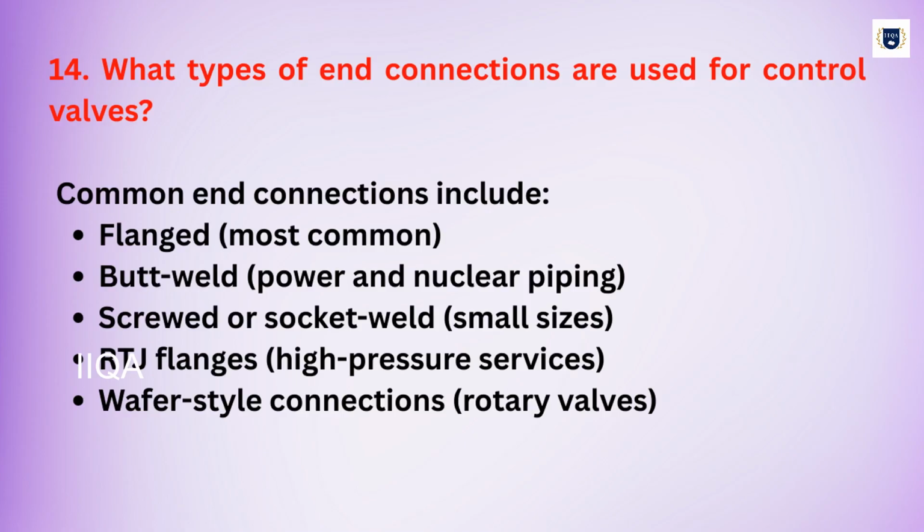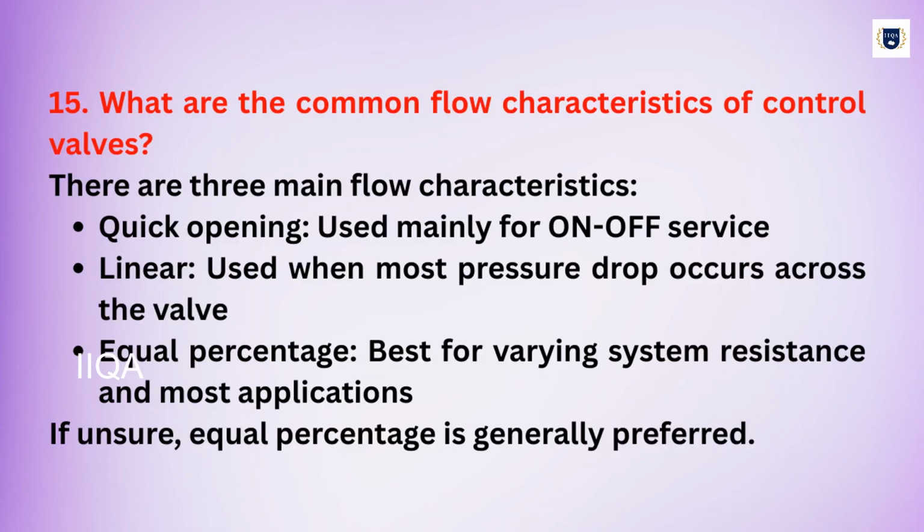What types of end connections are used for control valves? Common end connections include flanged, most common; butt weld, power and nuclear piping; screwed or socket weld, small sizes; RTJ flanges, high pressure services; wafer style connections, rotary valves.